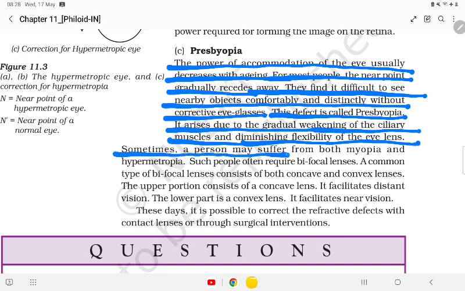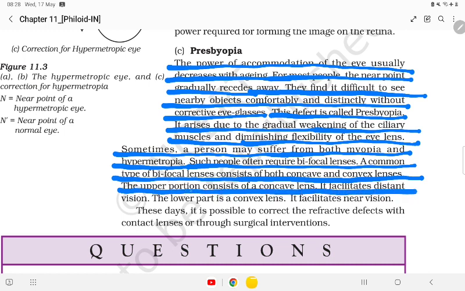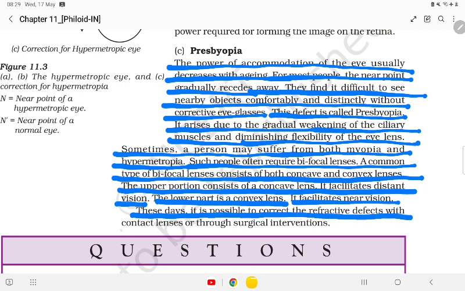Sometimes a person may suffer from both myopia and hypermetropia. Such people often require bifocal lenses. A common type of bifocal lens consists of both concave and convex lenses. The upper portion consists of a concave lens. It facilitates distant vision. The lower part is a convex lens. It facilitates near vision. These days, it is possible to correct refractive defects with contact lenses or through surgical intervention.